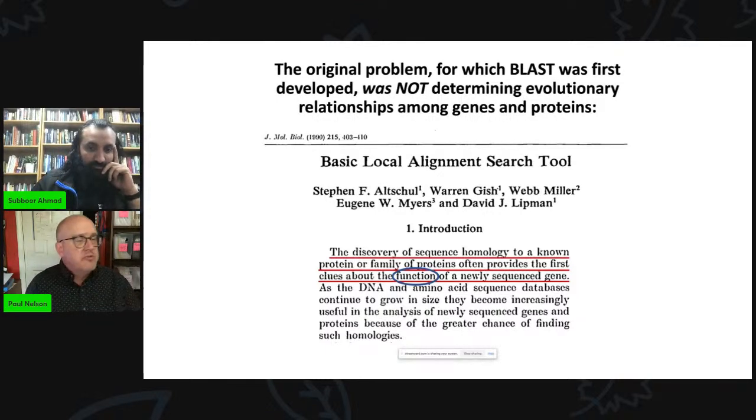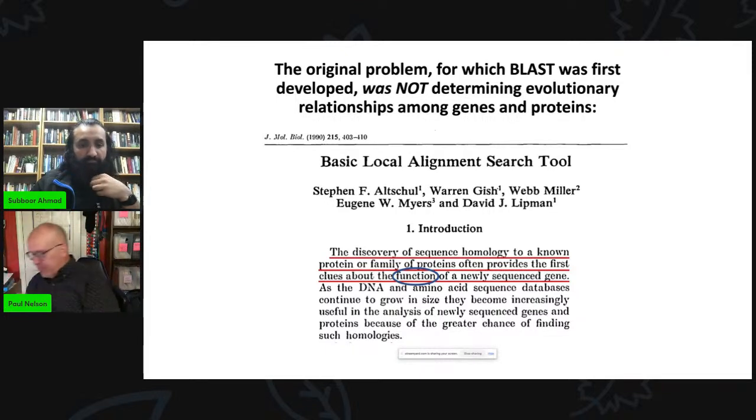Well, you go to the database, the databases that were beginning to grow quite rapidly in the 90s, and you look for clues. What do I have here? Is it a kinase? Is it a structural protein? Is it a regulatory element? How do you do that? It's just the thing that you would do with this dictionary, right?